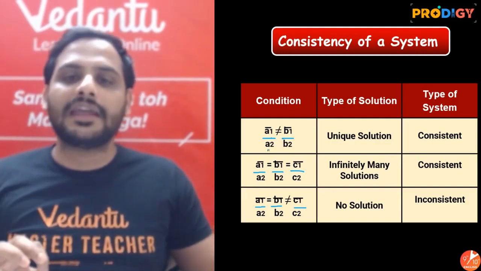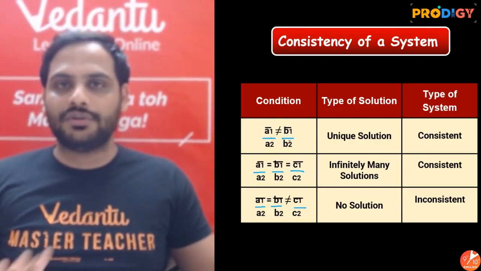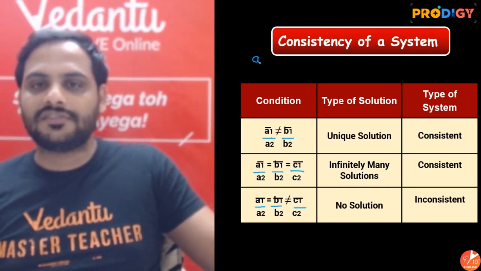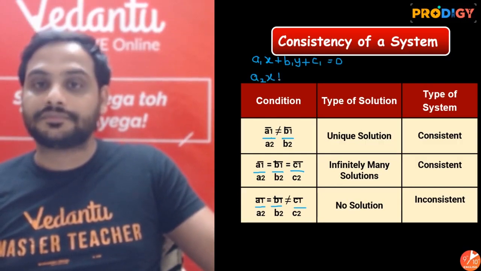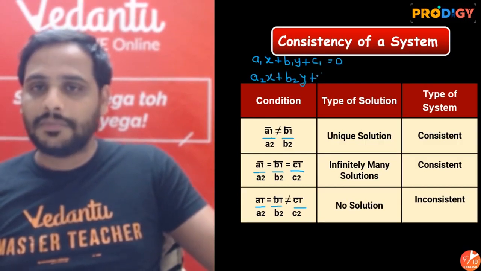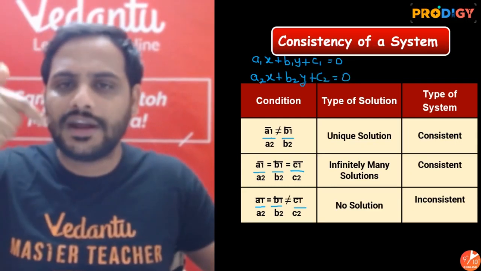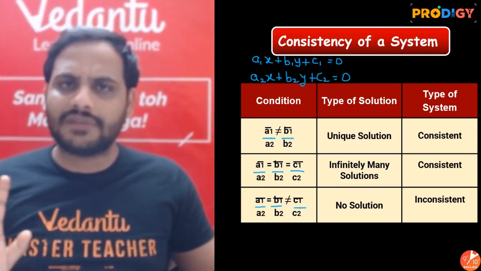So when a1/a2 is not equal to b1/b2, first thing, beta, you have two equations, a1x + b1y + c1 = 0, and here you have a2x + b2y + c2 = 0. So first look at the ratio of a1/a2 and b1/b2.